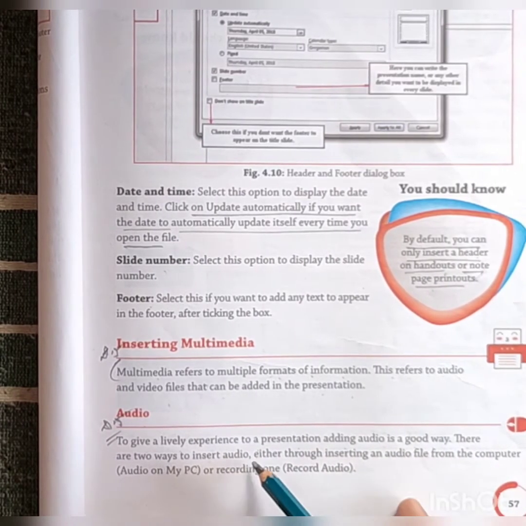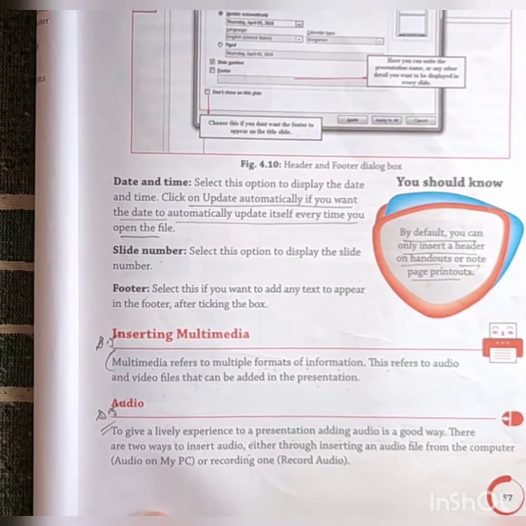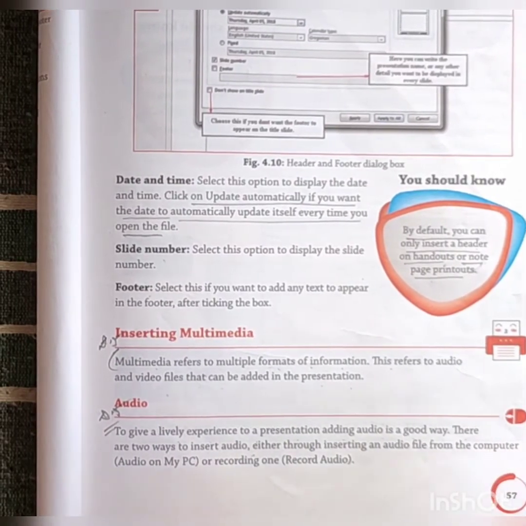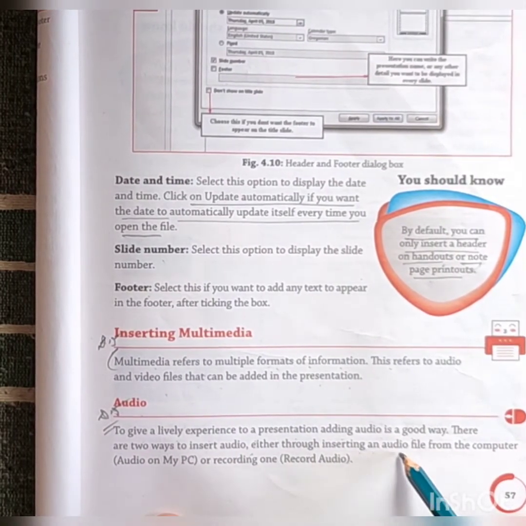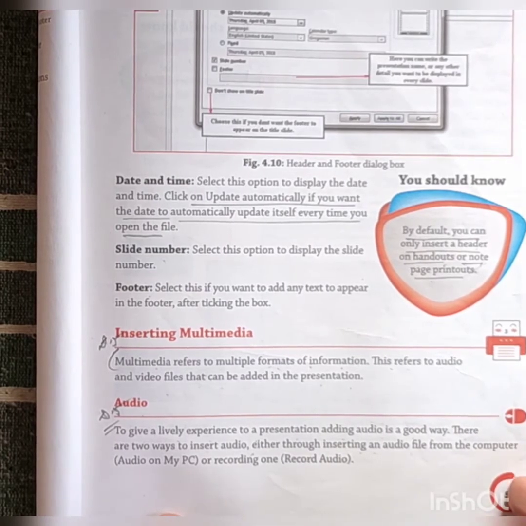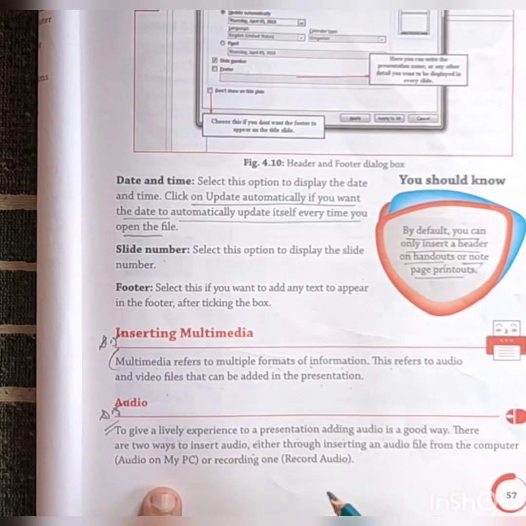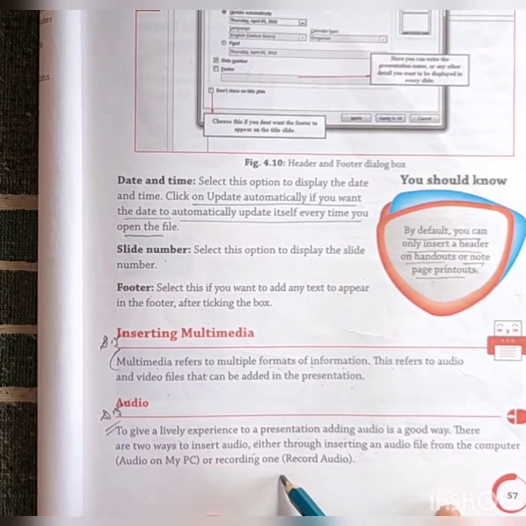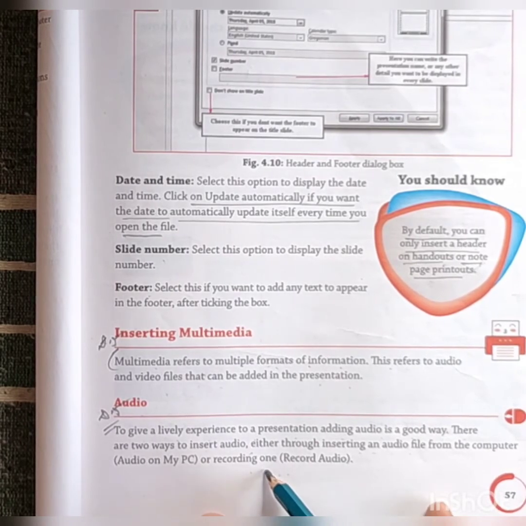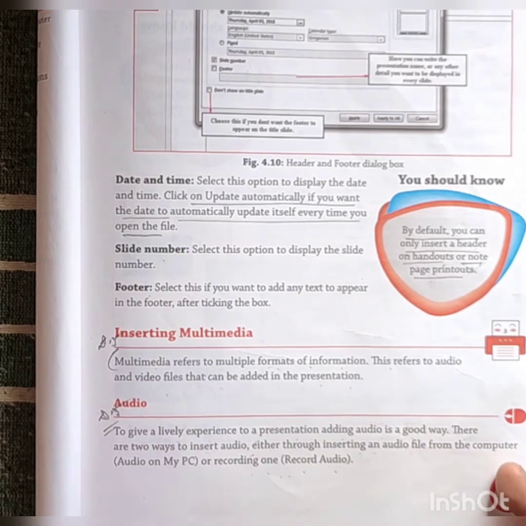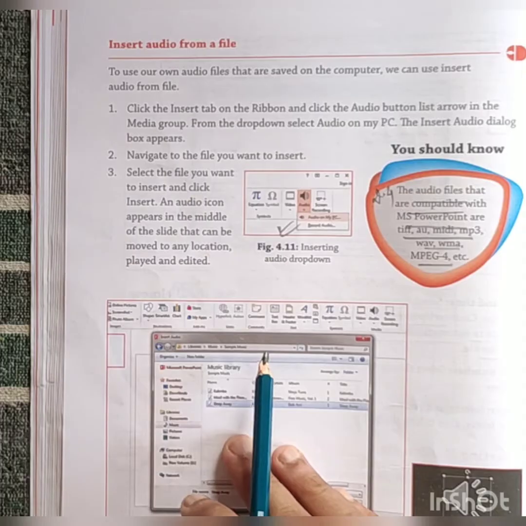There are two ways of inserting an audio file in our presentation. First, by inserting audio from my computer. If any audio file is there in my computer, I can insert it from there; that is called audio on my PC. Or by recording one. If I record one, I can insert that in my slides also. That is called record audio.